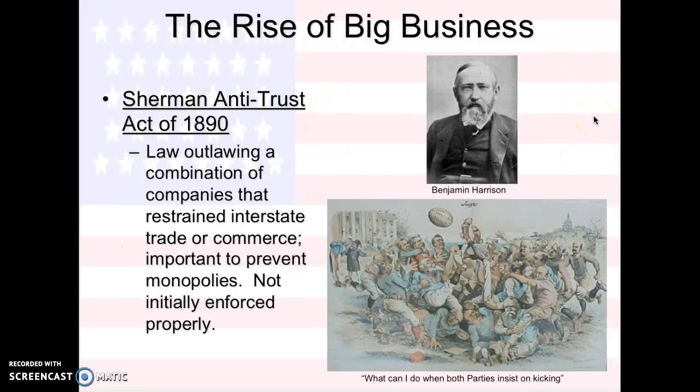Some things to get rid of the rise of big business, and this would be something that would be good that Benjamin Harrison did, is that he outlawed a combination of companies. It was the Antitrust Act. Basically, he's trying to prevent monopolies here and saying that trusts are not okay. It was not enforced properly until later on, and that will be with a future president, and that's the Clayton Antitrust Act, which I think that's Woodrow Wilson.